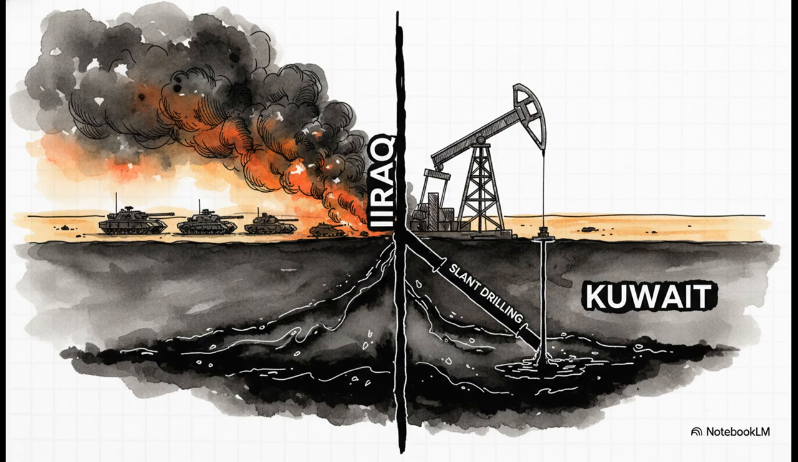Back in the 1990s, Iraq accused Kuwait of slant drilling, basically sticking a straw sideways under the border to suck up oil from a field that was mostly under Iraqi land. This allocational dispute over black gold was one of the main justifications Iraq used to invade Kuwait, kicking off the First Gulf War.